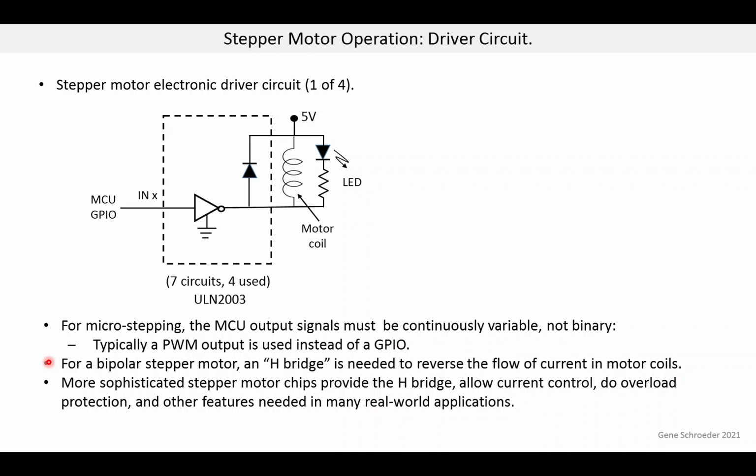For a bipolar stepper motor, an H bridge is needed to reverse the flow of current in motor coils. So you would need a more sophisticated circuit than the one I show here. And as I mentioned previously, bipolar stepper motors do give you more torque. That's their advantage. And then finally, what I should say is that this circuit above is pretty basic. There are more sophisticated stepper motor chips that provide the H bridge. They allow you to do current control. They will detect overload, current overload, and do other features that are needed in many real-world applications.